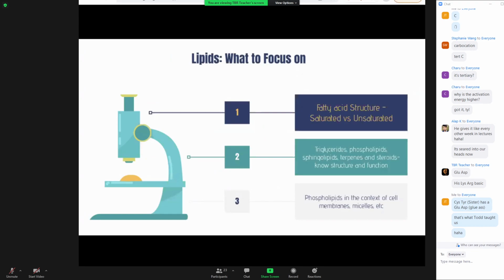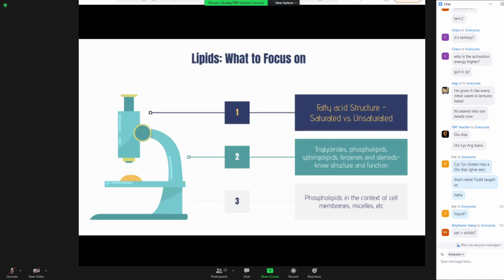Okay, for lipids, what to focus on. So saturated versus unsaturated. Can anybody tell me whether saturated fats are solids or liquids at room temperature? Yep. So saturated fats are solids at room temperature.